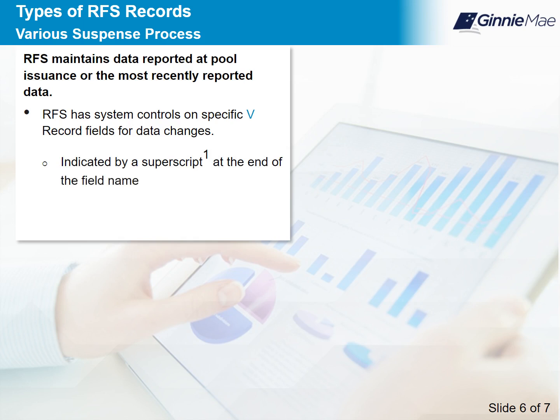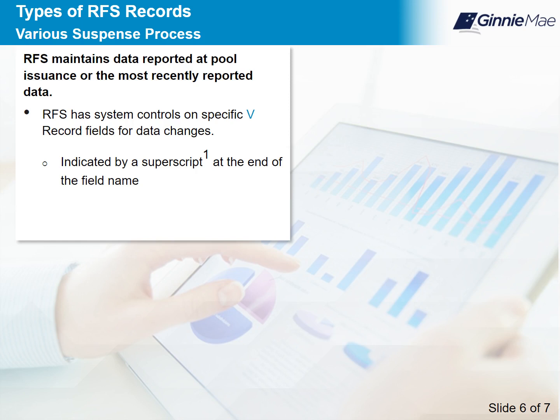Issuers must not report the various loan record if no changes are present. Issuers should ensure that any data reported on the various loan record meets the objective of changing previously incorrect or incomplete data or is updating fields.